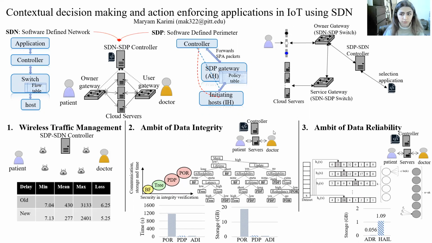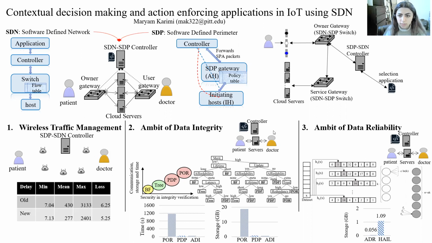SDN provides a global view of the network, however, it lacks security. So we integrate it with SCP to provide security. In SCP, the controller is safe and secure behind the SCP gateway, and only SPA packets, which are for authentication, authorization, and requesting services, are going to be forwarded to the controller.